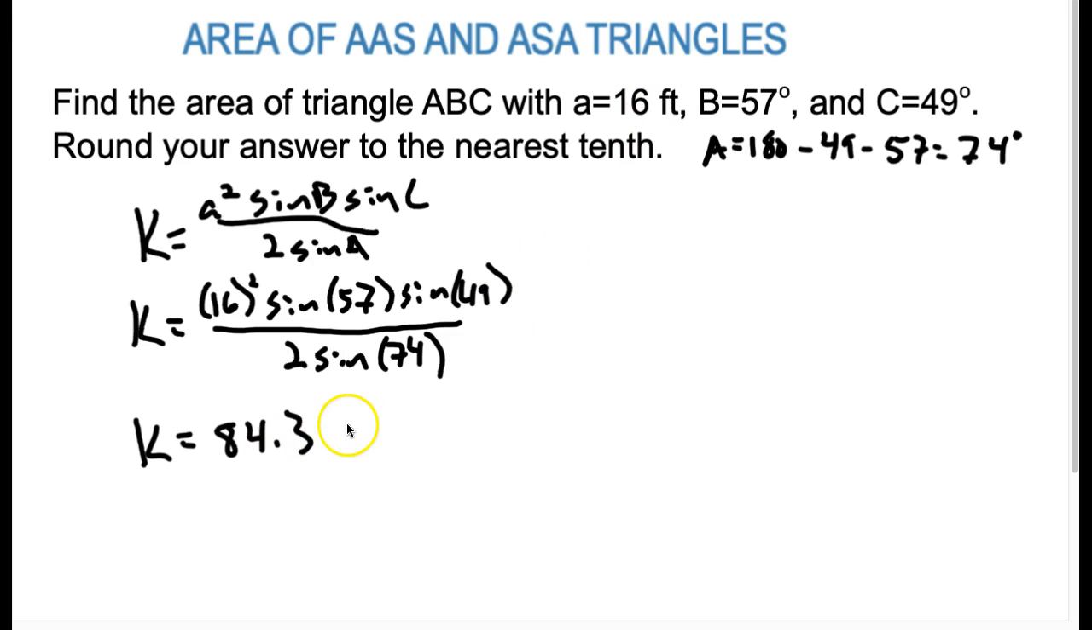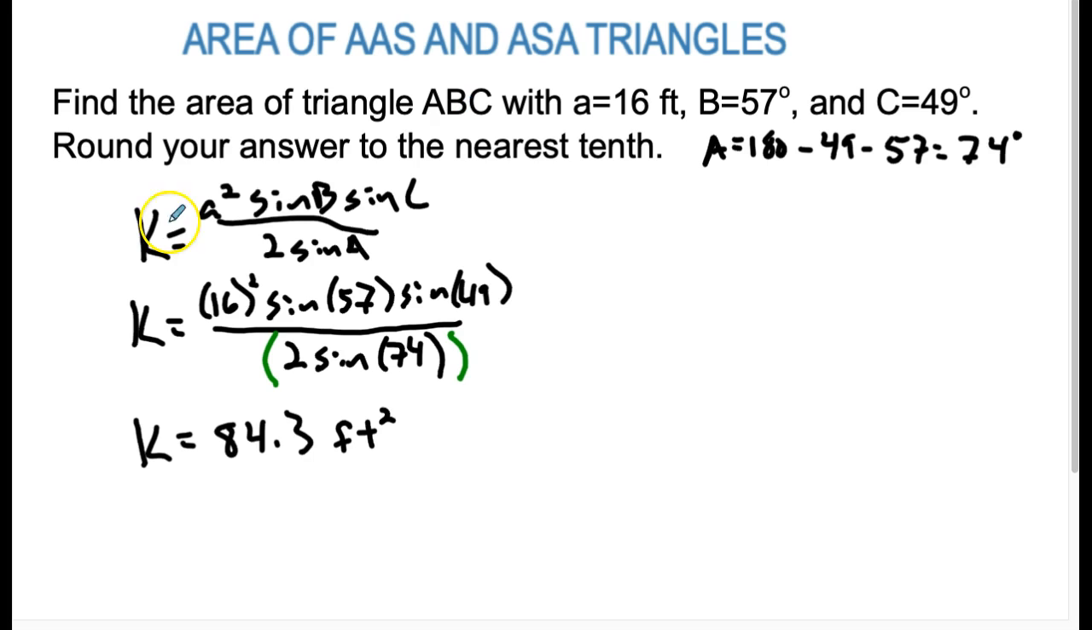And we were given units this time, so that would be square feet. I guess one thing I should mention, if you plug all of this into your calculator at once, remember to include parentheses around the denominator. When you hit the division button, put parentheses around 2 times sine of 74, otherwise you're going to get an incorrect answer. So that's an example of area if we're given 2 angles and a side.